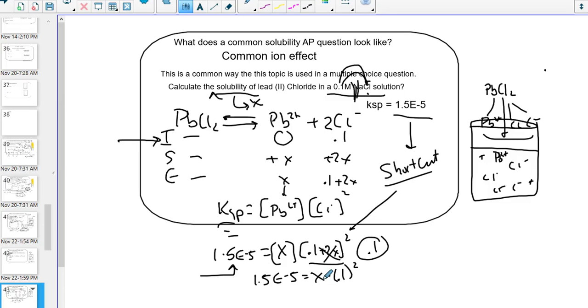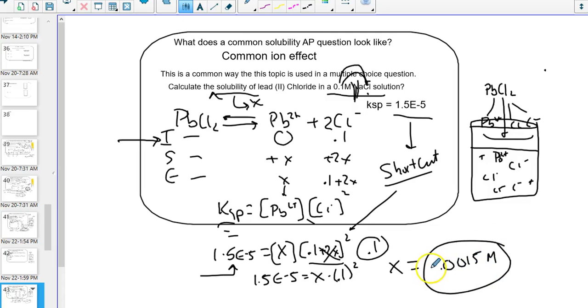It's going to be 1.5 e to the negative fifth divided by 0.01. And that's the squared value of 0.1. And I'm going to get x equals 0.0015 moles per liter.